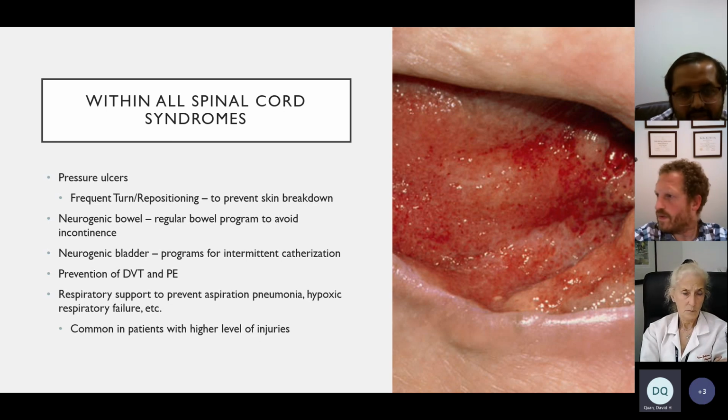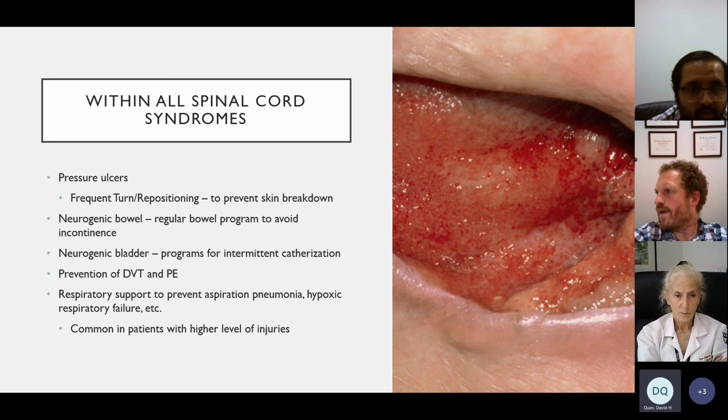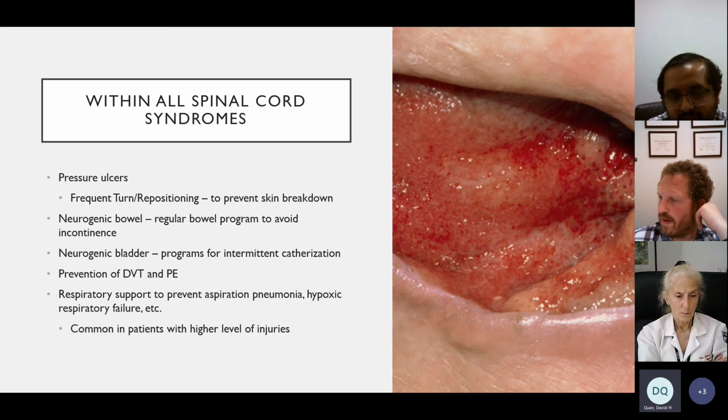I kind of left this towards the end for all spinal cord syndromes. It's very important to make sure we're preventing pressure ulcers. A lot of them will present variably with neurogenic bowel, especially with central cord syndrome. So definitely important to have a bowel program and intermittent catheterizations for the neurogenic bladder, preventing DVT with PE, making sure of prophylactic anticoagulation for 8 to 12 weeks, and then respiratory support, especially as injuries in the cervical area may involve respiratory issues as well.